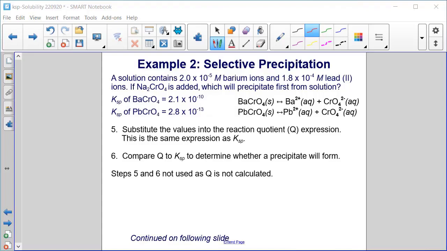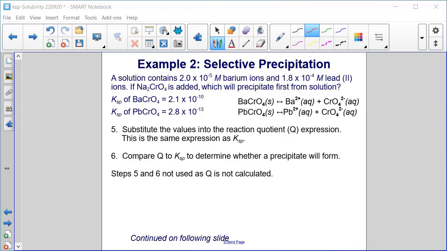Okay, steps 5 and 6 in our process that we outlined earlier, we're not going to use because we don't need to calculate Q or compare it to KSP. And that's because we used our KSP to find what amount of our chromate we would need to add to get to that point where the precipitate will begin to happen. So we aren't comparing to say, did precipitation happen or did it not? We're saying, did we add enough of our ion for the precipitation to begin happening?